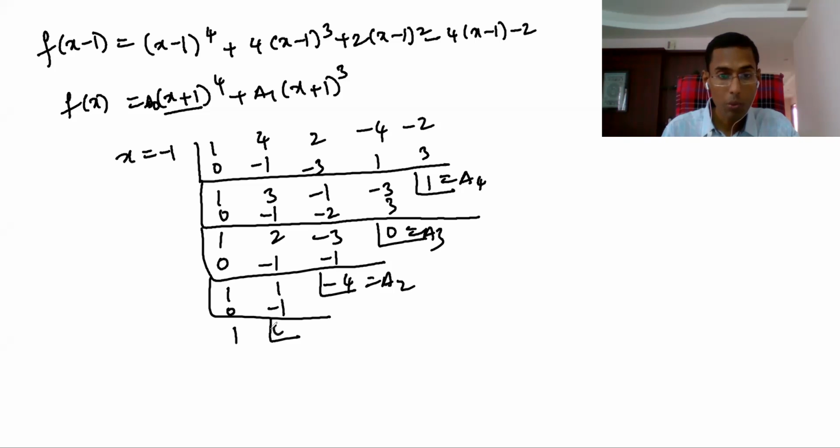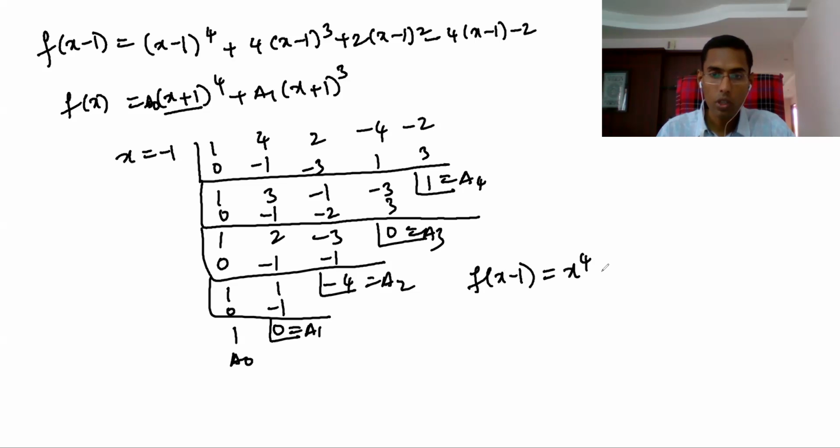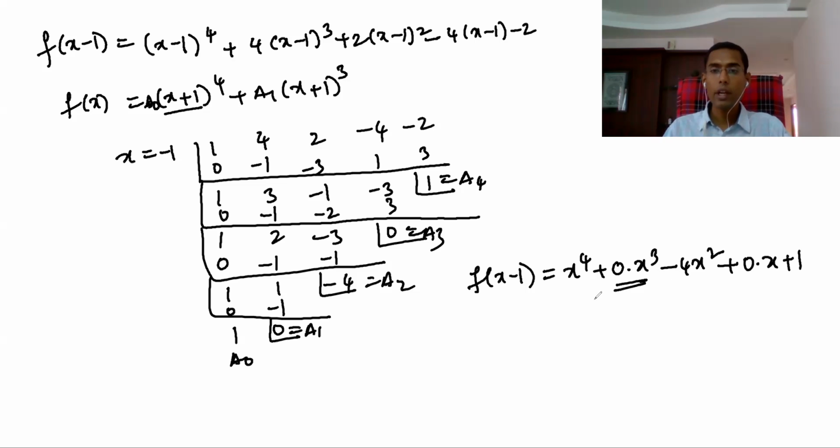minus 1, this is 0, you must get, this is the second highest term, this is A0. So then what I got is f of x minus 1: 1 into x power 4, plus 0 into x cube, minus 4 into x square, plus 0 into x, plus 1. So obviously in this the second highest power is 0.